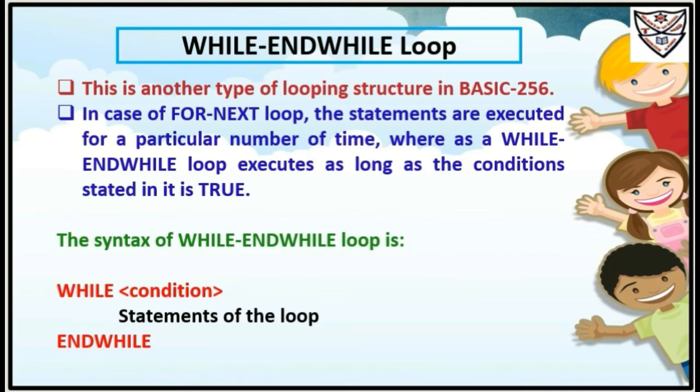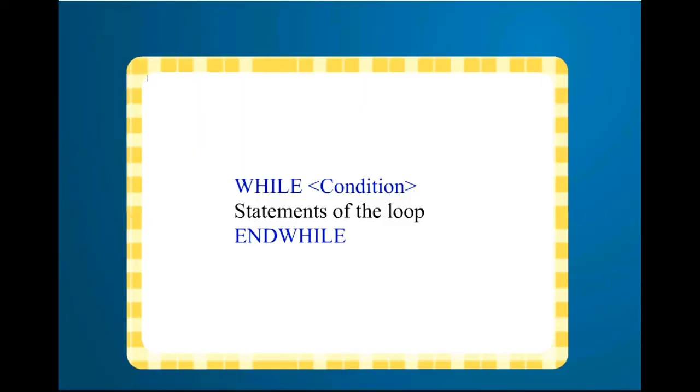While end while loop. This is another type of looping structure in BASIC-256. In the case of the for next loop, the statements are executed for a particular number of times, whereas the while end while loop executes as long as the condition stated in it is true. The syntax of the while end while loop is: while condition, statements of the loop, end while.